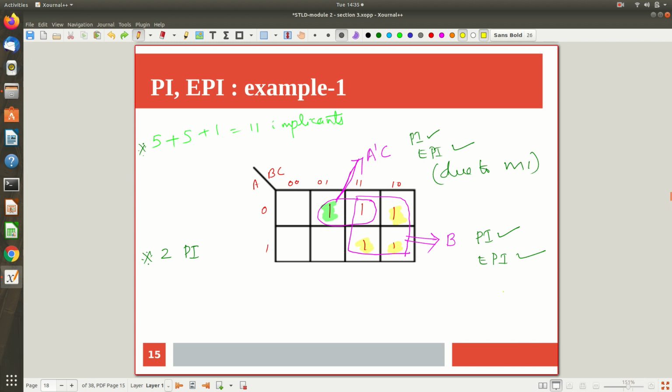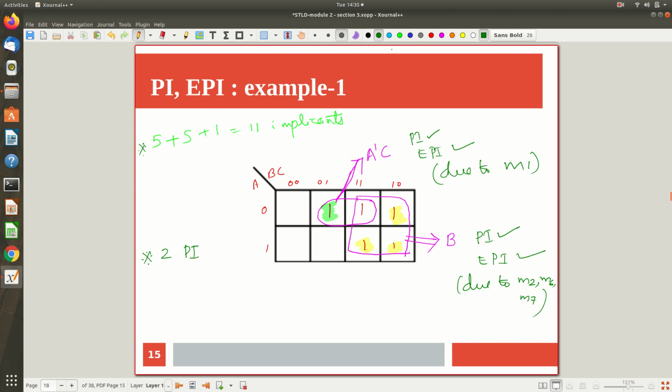So the reasons are like, due to the min terms. Okay, let me use some dark color. Due to min term 0, min term 2, min term 3. Sorry, min term 3 is not a reason because 3 is covered by two prime implicants. Min term 1, 1, 0, triple 1, min term 6 and min term 7. So all are reasons that make this an essential prime implicant.